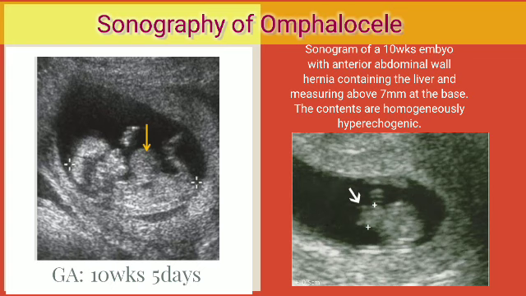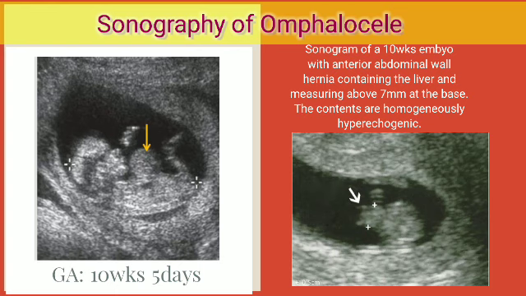The sonogram on the right shows a viable embryo that is 10 weeks, 5 days. You can see that there is a defect in the anterior abdominal wall with a herniating sac containing the liver. This herniating sac is covered by a thin translucent membrane that measures above 7 mm at the base. The contents are homogeneously hyperechoic, and this very defect is seen at the time that normal physiological herniations are seen, which is between 8 weeks to 12 weeks gestation.